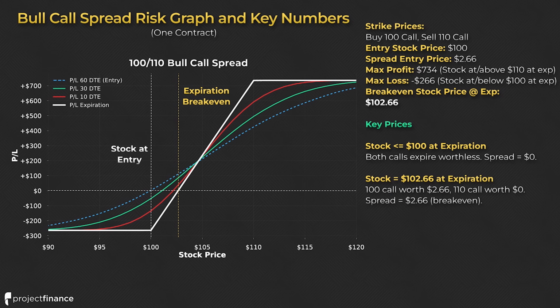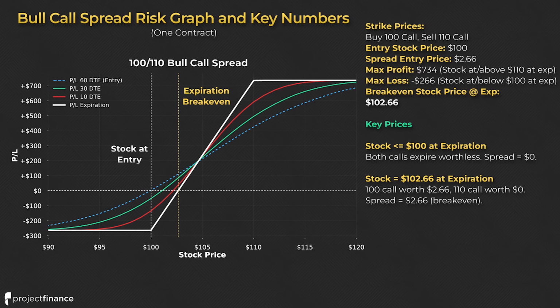If the stock price is at $102.66 at expiration, the 100 call will be worth its intrinsic value of $2.66, and the 110 call will be worth $0, therefore leaving the spread with a final value of $2.66, meaning I will not make or lose any money on the trade.